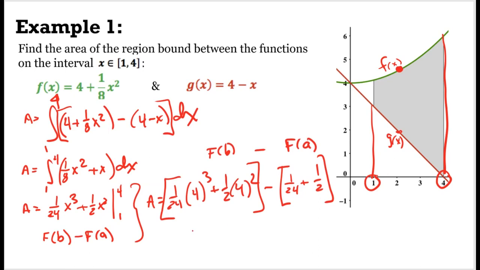And now we can evaluate this, and we'll get 243/24, which is 10 1/8. Or if you prefer as a decimal, 10.125. So that was a straightforward example. We had a parabola and a line. Both curves were above the x-axis, and we got a positive result as expected.